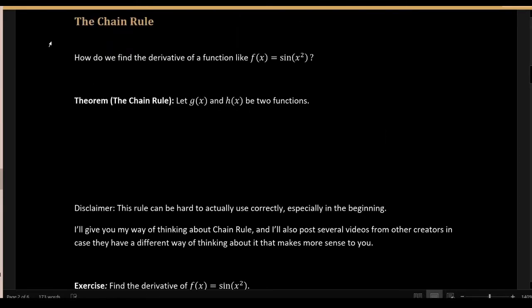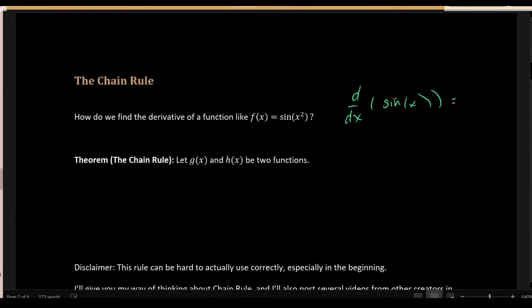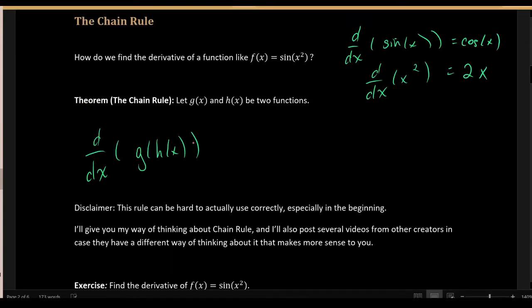So to set the stage, let's try and figure out how we would find the derivative of a function such as f of x equals sine of x squared. We know how to find the derivative of sine if it had only an x inside, not an x squared. Sine would be cosine with just an x inside. The derivative of x squared, we also know how to take the derivative of that. By power rule, that would just be 2x. So let me state the chain rule.